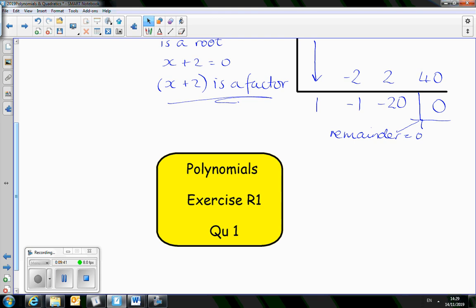So what I want you now to do, I know that's taking maybe 10 minutes, can you then try your polynomials? So I'll upload the document for polynomials into the groups, the teams, sorry. It'll be exercise R1 and just question 1. Keep an eye out. I'm going to now upload another video to do more synthetic division for tomorrow.